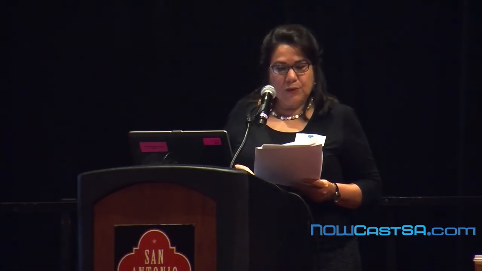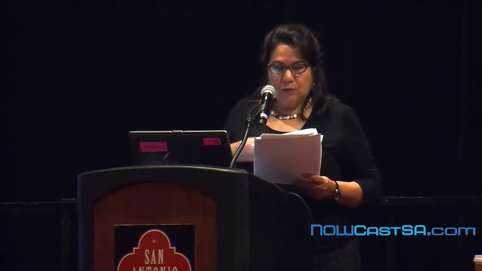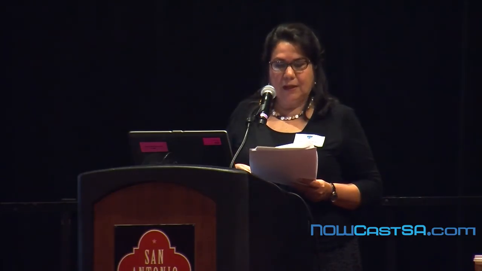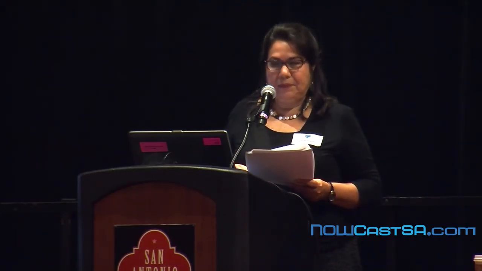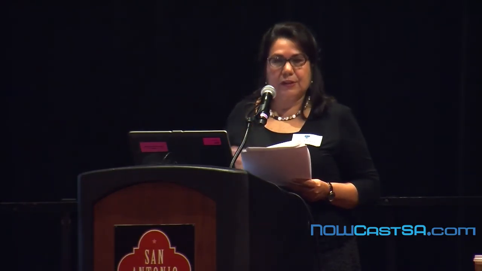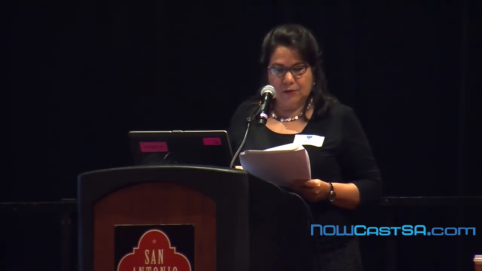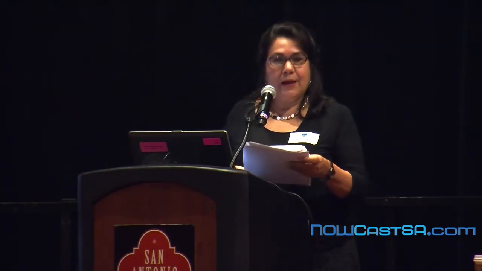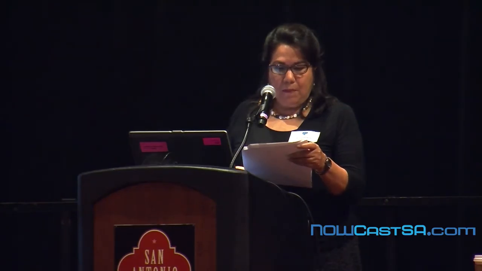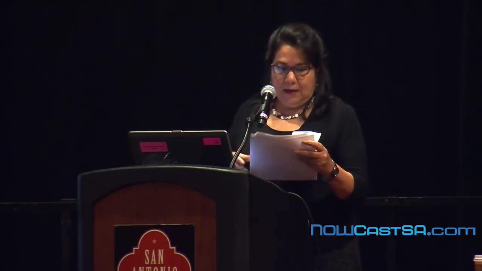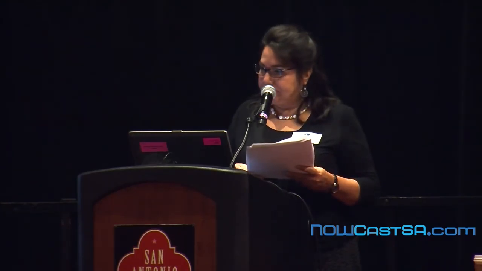The goal is to return vacant and tax delinquent properties owned by the city to private owners and productive reuse. They consolidate much of the land acquisition and the disposition process in doing so. The land bank has the authority to acquire tax delinquent properties through tax foreclosure. They clear the title and they make it available for development.